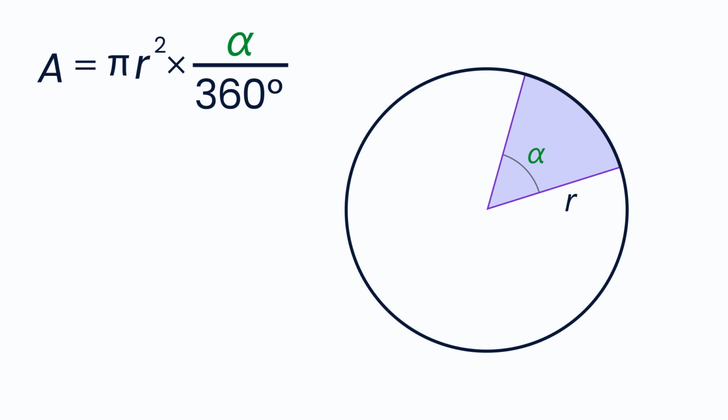If you keep the radius constant and increase the central angle alpha, then the area of the circular sector also increases. Let's take a look at an example.